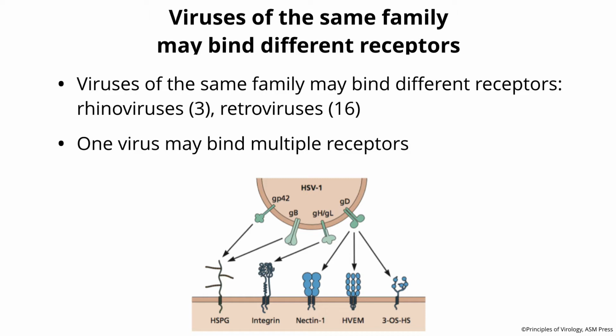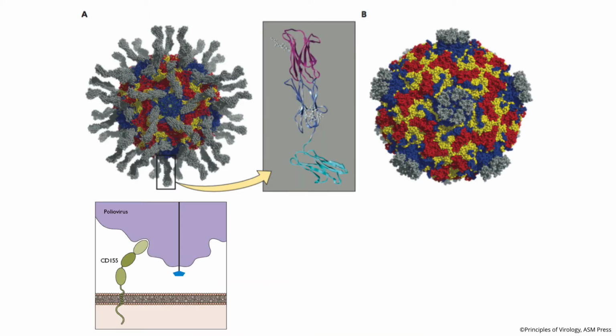So receptor interaction of viruses can range from the very simple, one virus, one receptor, to the more complex, multiple viruses binding a single receptor, or viruses binding many receptors. So let's look at a couple of examples of the topology of receptor binding. Now, we have a lot of structural data on viruses and how they interact with their cellular receptors. On the upper left is a cryo-EM structure of poliovirus with its receptor attached to it.